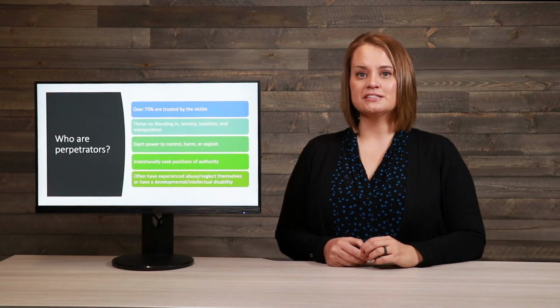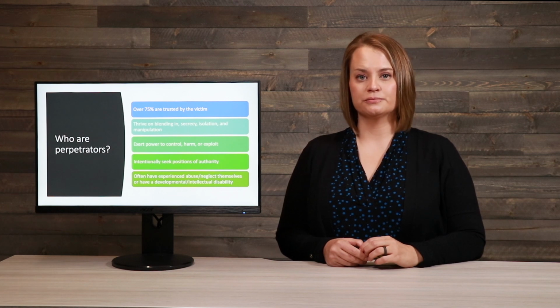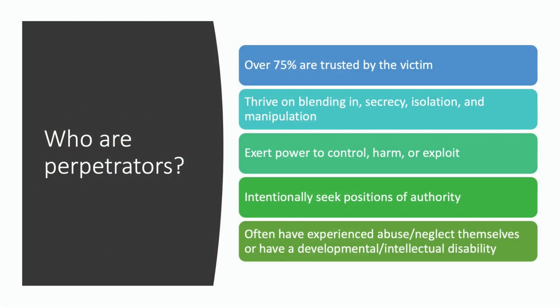But what makes someone consider harming another person through abuse? Perpetrators of abuse often have these 5 things in common. 1. They are trusted by the victim. 2. They thrive on blending in, promoting secrecy and isolation, and use manipulation. 3. They exert power in order to control, harm, or exploit. 4. They intentionally seek positions of power or authority. 5. And they often have experienced abuse or neglect themselves or have a developmental or intellectual disability.